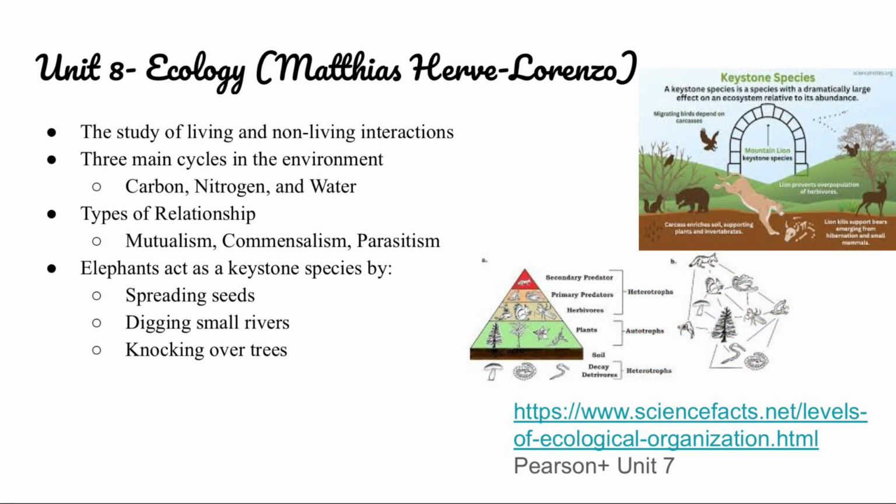Ecology is the study of interactions between living and non-living things in the environment. Important environmental cycles, including the carbon, nitrogen, and water cycles, help sustain life on Earth. Organisms also form different types of relationships, such as mutualism, commensalism, and parasitism. Elephants are considered a keystone species because they play a major role in their ecosystems by spreading seeds, digging small rivers, and knocking over trees, which helps shape habitats for other organisms.